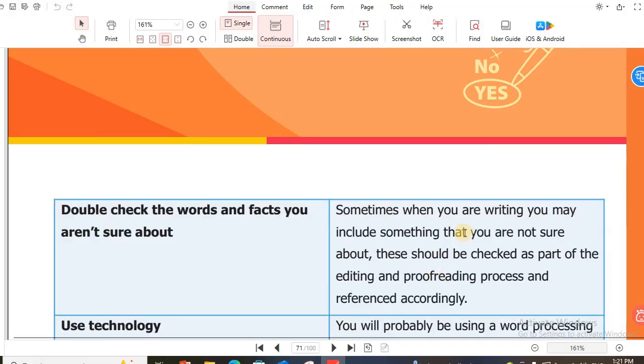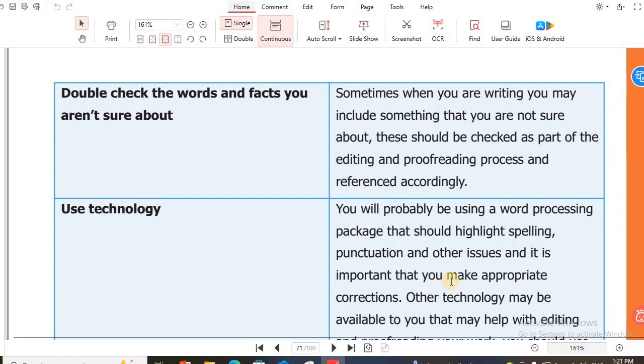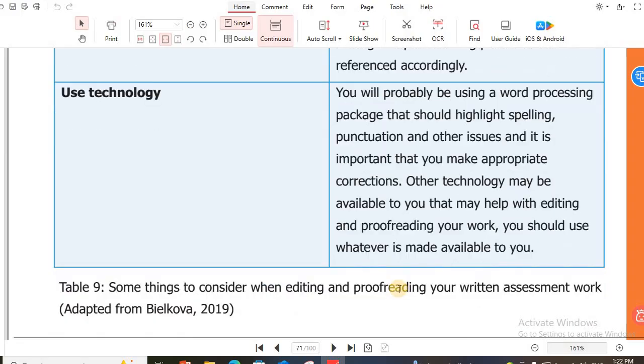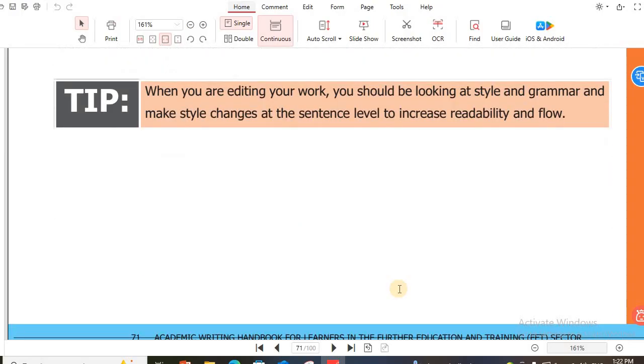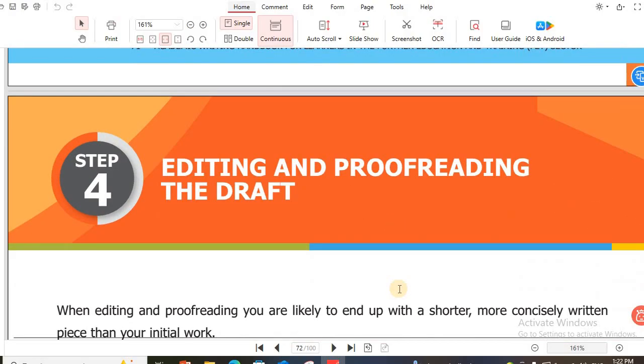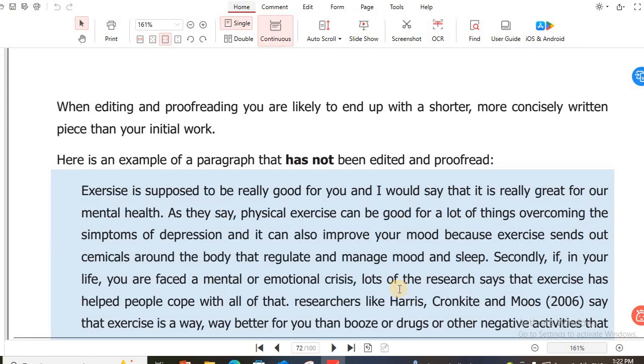Double check. Make sure that what you are writing is correct, especially where there are some facts you are not sure about. If you are not sure about some words or some facts, edit and prove them. Use technology. For sure, use it to check the spelling, the punctuation, and everything. It is very important to use technology for proofreading and so on. So these are what you have to do when you proofread and edit.